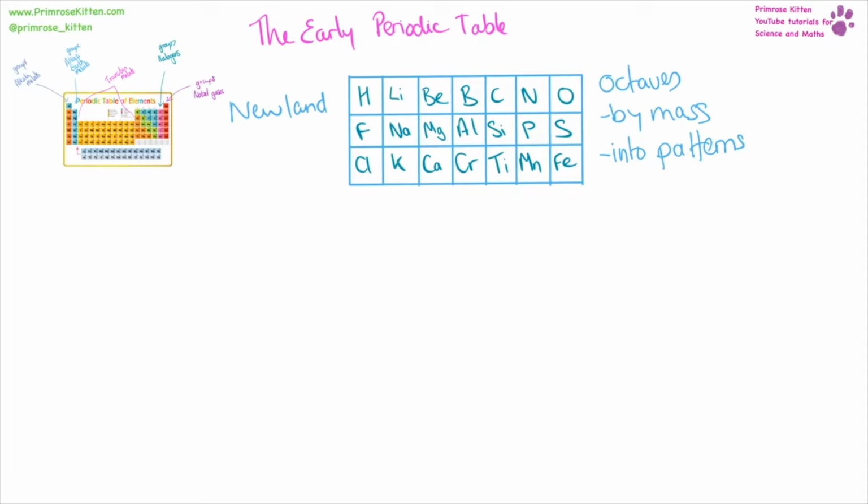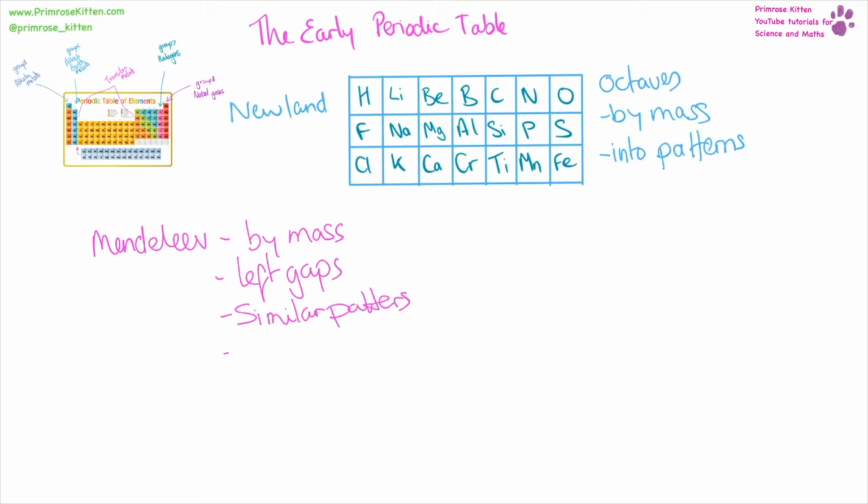Mendeleev was the next person to have a go. He also arranged things by mass, but the key thing is that he left gaps in his periodic table. Because he arranged things so that they were in groups with similar patterns, and he left gaps, he could predict the properties of elements that had yet to be discovered, and he was correct in his predictions.